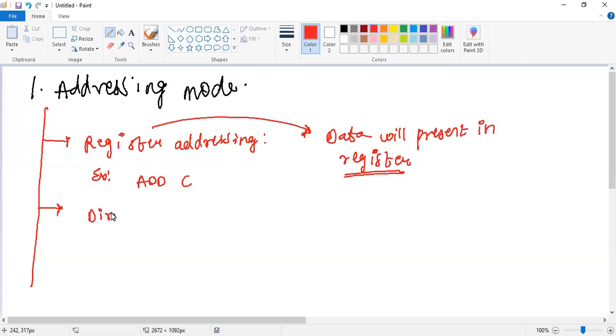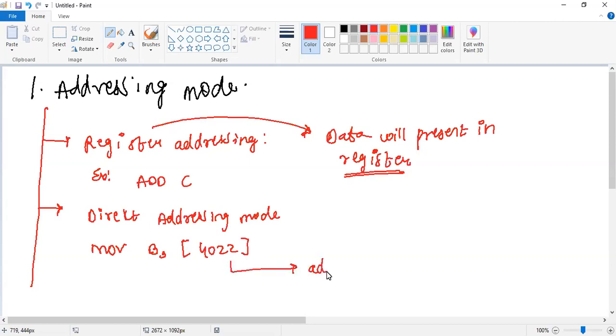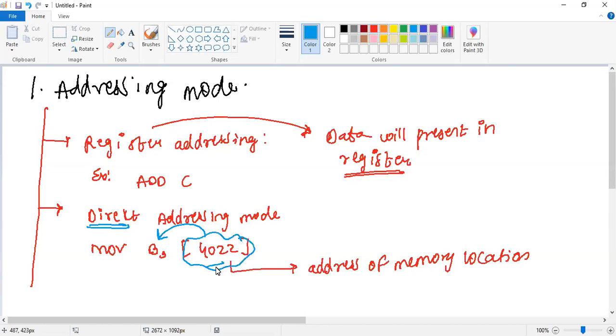The second one is direct addressing mode. In direct addressing mode, we directly give the address to the instruction. For example, MOV B, 4022. See, this is the address of a memory location. From this address, the data will directly move into register B. Direct means we are directly giving the address. Therefore, it is called direct addressing mode.